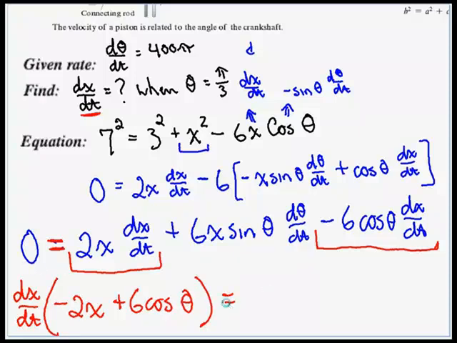And I factored that dx dt out, and that's equal to the 6x sine of theta, which stays right there with the d theta dt after it. Okay, I don't want to get rid of too much here. Actually, let me just do this.